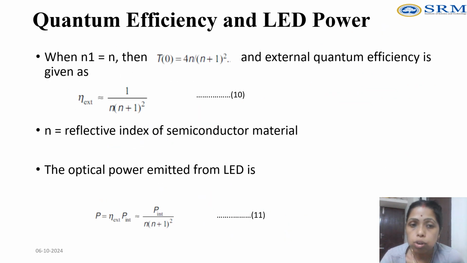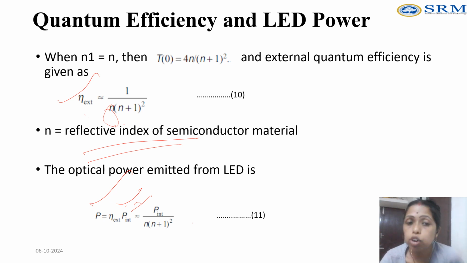So that is the external quantum efficiency. The derivation is not important. The external quantum efficiency is equal to 1 by n into n plus 1 whole square, where n is another term, the refractive index of the semiconductor material, multiplied by the internal quantum efficiency. The total optical power will be the external quantum efficiency times the internal power, P internal divided by n into n plus 1 square.